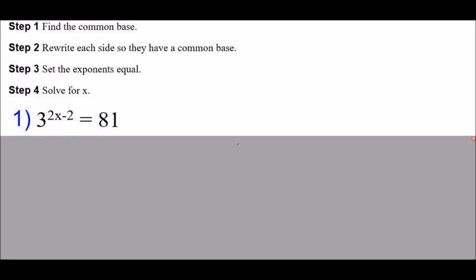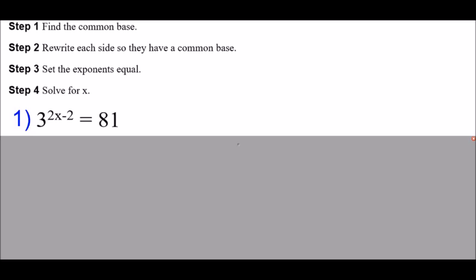So we have this equation 3 raised to the 2x minus 2 power, so that 2x minus 2 is the exponent. And then we have on the right side 81 to the first power. So those bases, the 3 and the base 81, are not the same. So we need to find a common base. That's our step 1. So step 1, the common base would be 3.